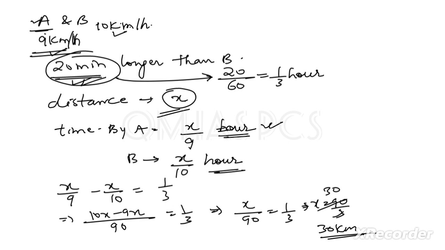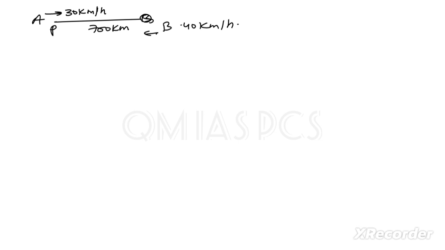Okay, so let's see another question. Let's solve a relative speed question. It is given that there are two places, P and Q, and the distance between them is 700 kilometers. Person A starts from point P with a speed of 30 kilometers per hour, and the second person, B, starts the journey from Q with a speed of 40 kilometers per hour.